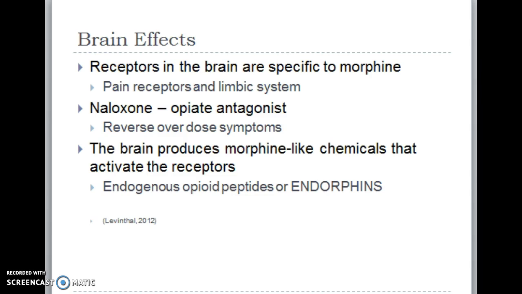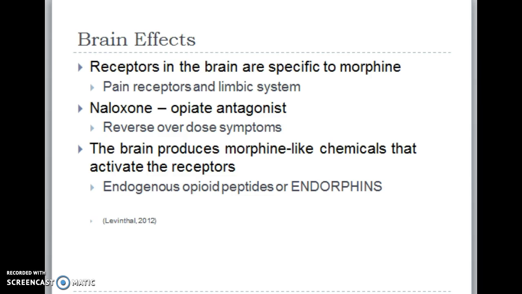So some other brain effects. Receptors in the brain are specific to morphine. So pain receptors in the limbic system. Naloxone, which is an opiate antagonist, is what is used in emergency departments or in injection sites for people who have overdosed on heroin or other opiate derivatives to help reduce or reverse the overdose symptoms.